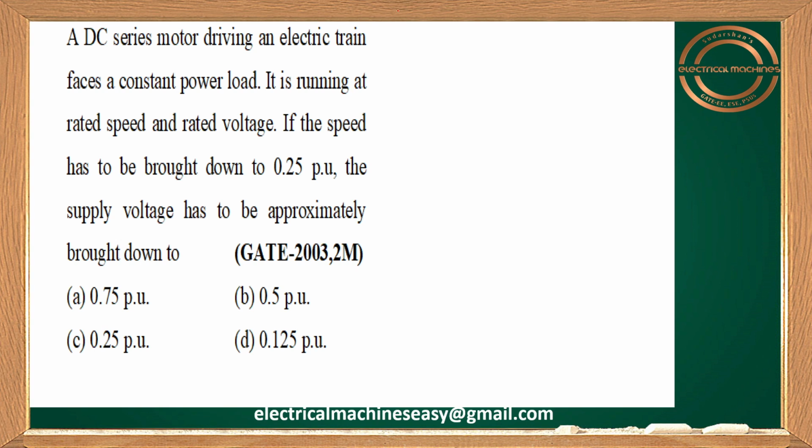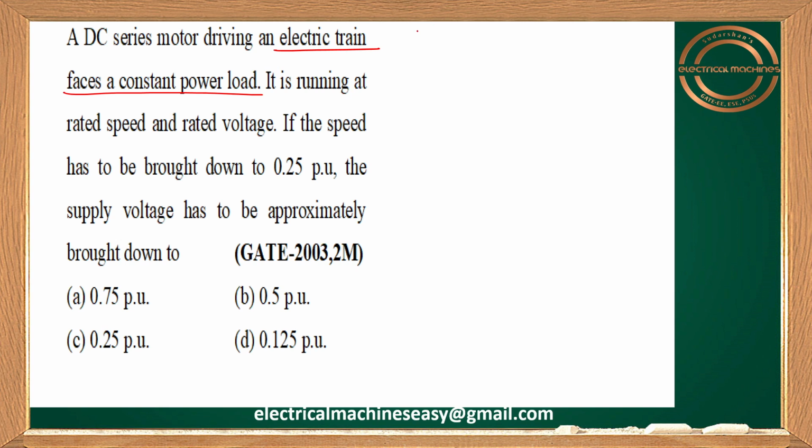A DC series motor driving an electric train faces constant power load. So guys, try to understand here. A DC series motor driving an electric train faces constant power load. So he's saying that the mechanical load applied to the DC series motor is constant.